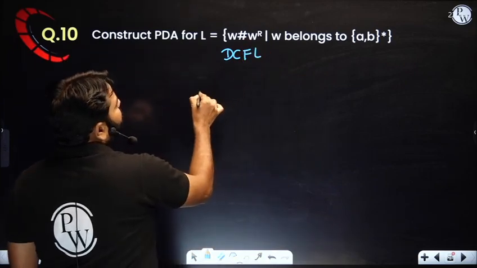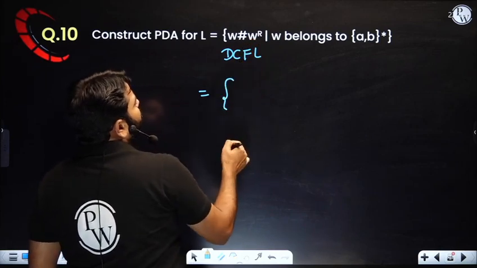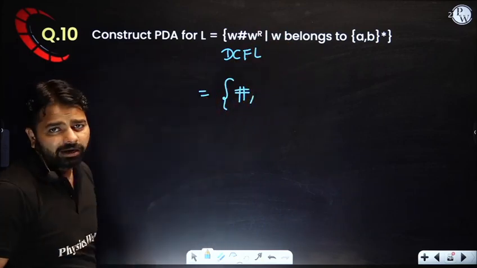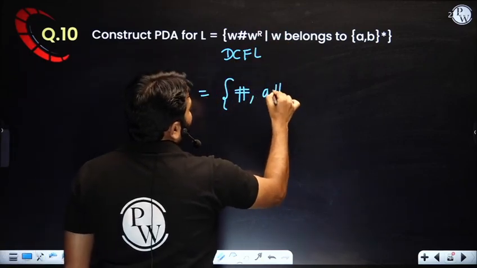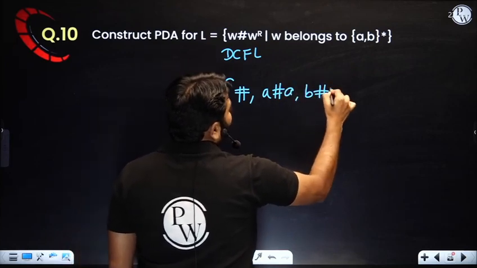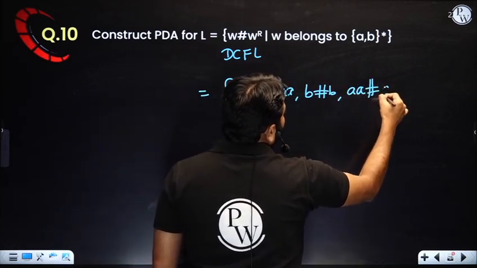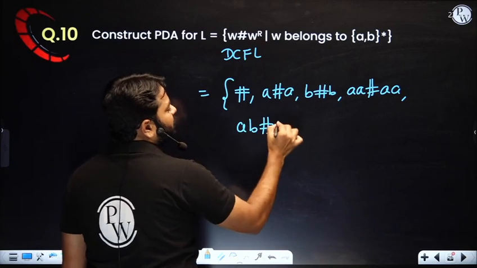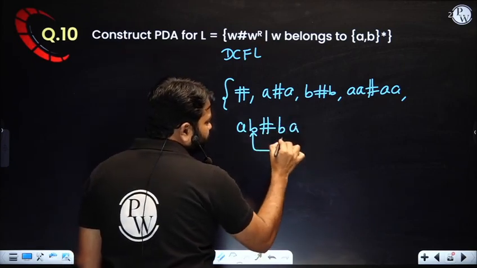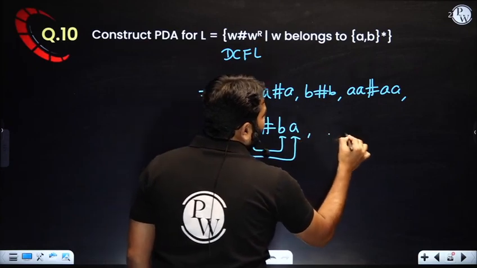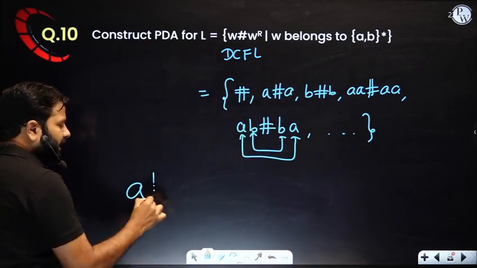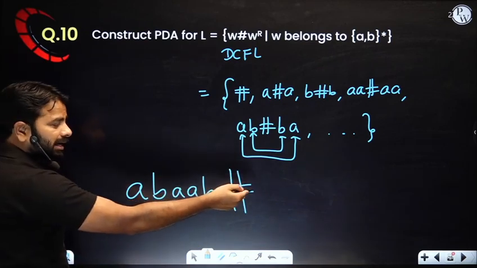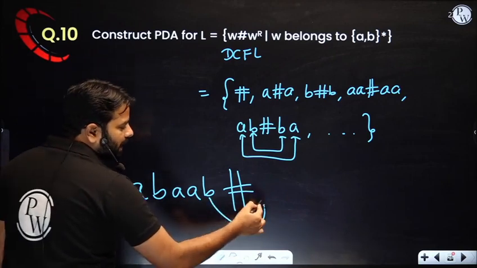Here, the language is W hash W power R. It means a single hash is valid because W is epsilon, hash is a valid input, and A hash A is valid, B hash B is valid, and double A hash AA is valid, and AB hash. Now look at this, it is the reverse of the string, right? So here it should be BA, reverse. All these strings are valid. In case you see something like AAB before hash, then how should the reverse of the string happen? This B will happen here.